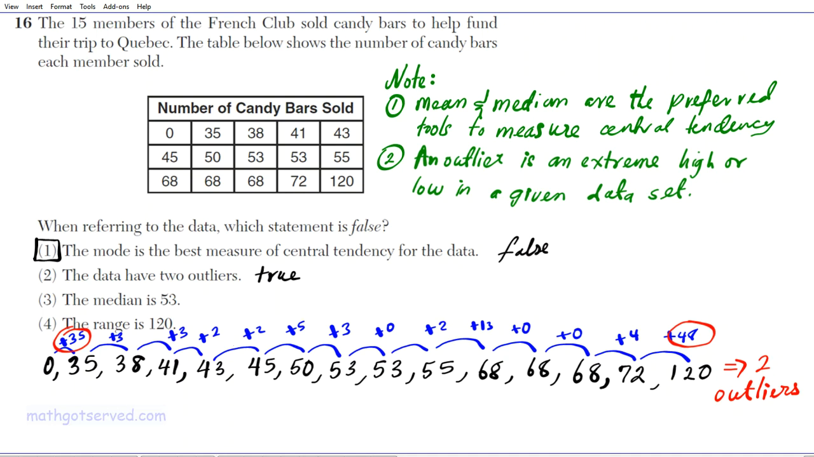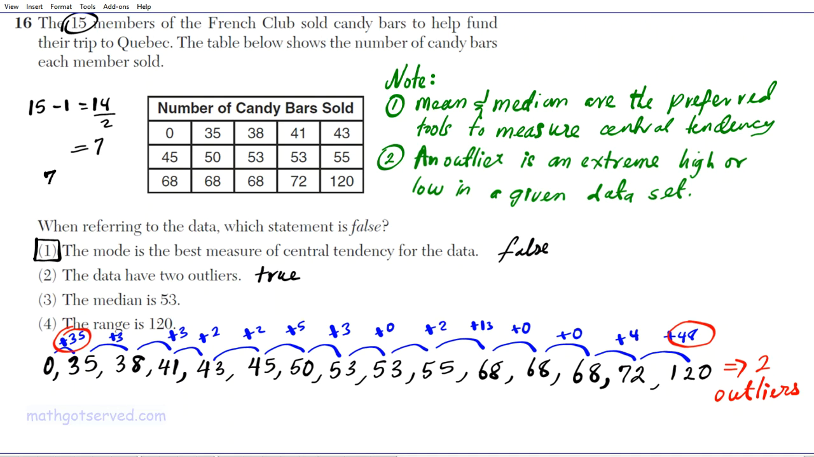Okay, so let's see how many numbers we have. 1, 2, 3, 4, 5, 6, 7, 8, 9, 10, 11, 12, 13, 14, 15. Right, we're told that there are 15 of them. So which number resides in the center? If you take a look at 15, you just subtract 1 and divide by 2. So 15 minus 1 is 14, over 2, you have 7.